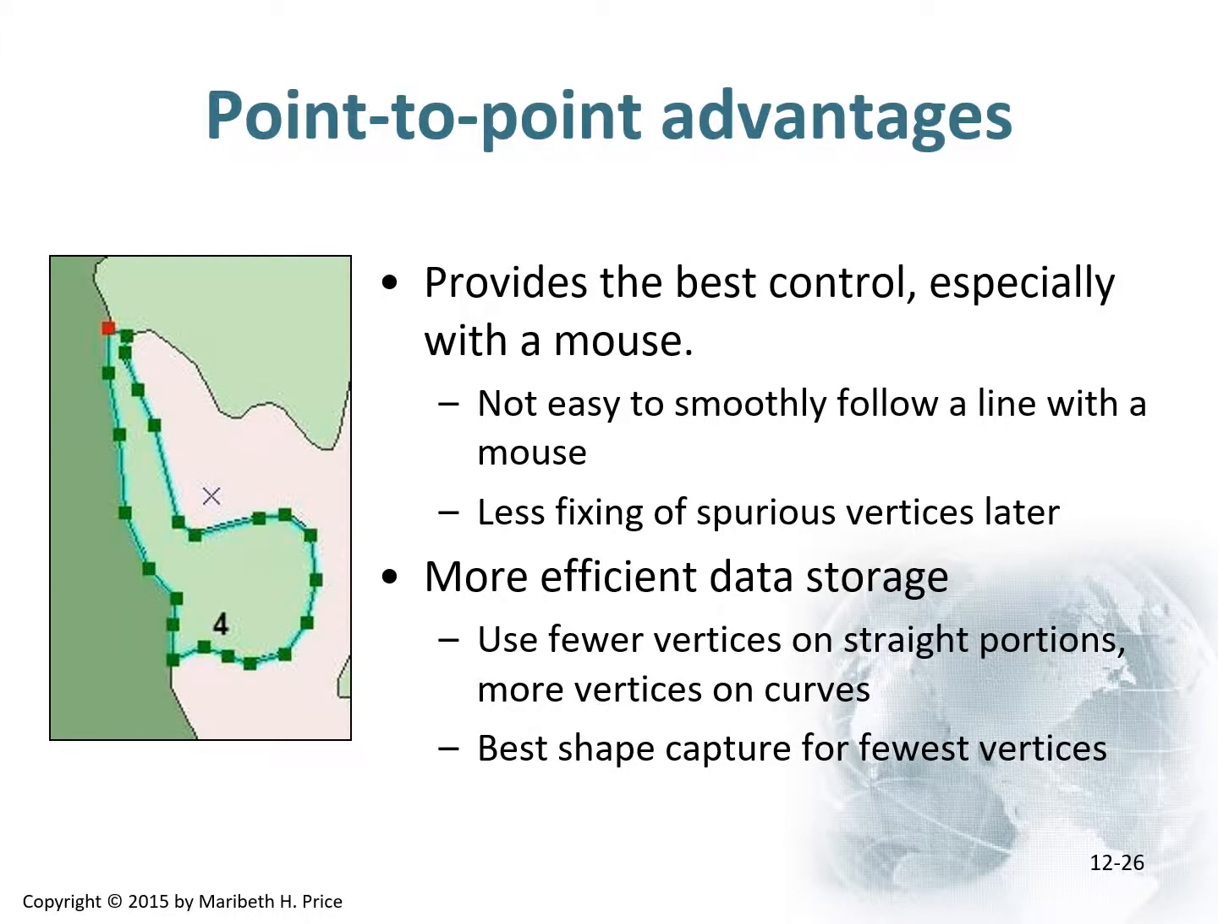Point-to-point advantages: it provides the best control, especially with the mouse. It's not easy to smoothly follow a line with a mouse. That's a problem. But there's less fixing of spurious vertices later. It's more efficient data storage because you don't have as many vertices. The more vertices you have, particularly when dealing with long straight lines, the more complicated it makes the feature, and the more difficult it makes any kind of analysis you do with it.